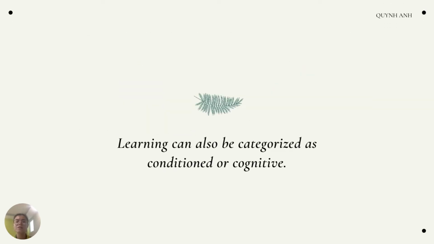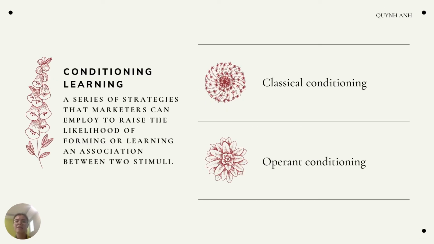Learning can also be categorized as conditioned or cognitive. Conditioning is perhaps best described as a series of strategies that marketers can employ to raise the likelihood of forming a learning association between two stimuli. Classical and operant conditioning are two types of conditioned learning.